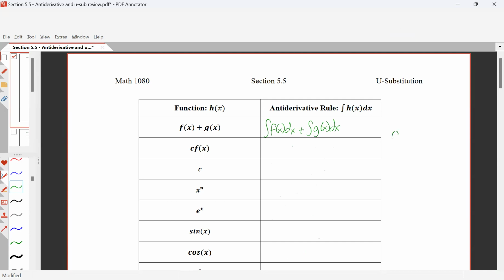Next rule is that if I have a function that's multiplied by a constant, so c is just a constant, it's just a number, then to take the antiderivative of that constant times the function, we can multiply the constant by the antiderivative of the function.